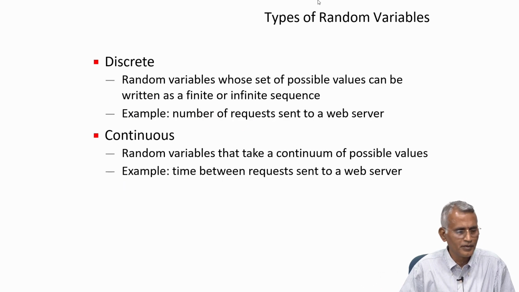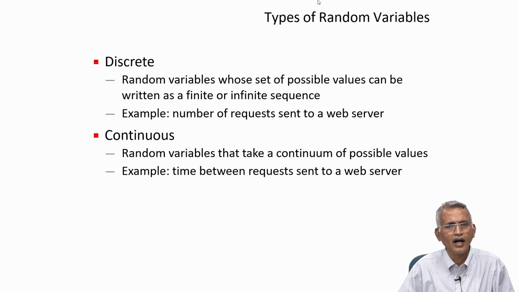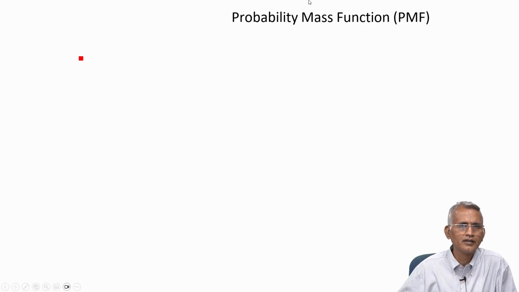There are two types of random variables, one is called discrete, another one is called continuous. In a discrete random variable, the set of all possible values can be written as a finite or infinite sequence. For example, the number of requests sent to the web server. For continuous, random variables take a continuum of possible values. For example, the time between requests sent to the web server.